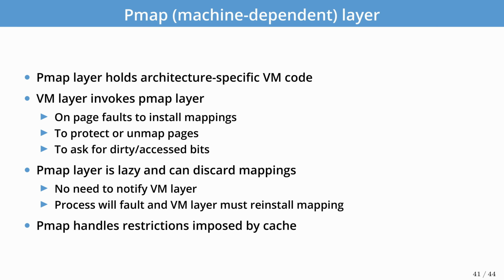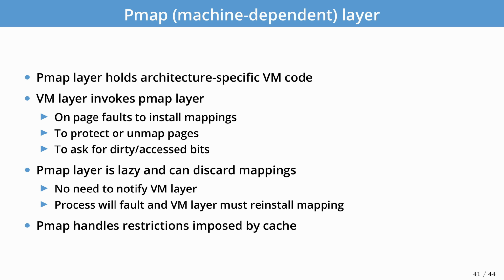The Pmap layer, as I mentioned, holds all of the architecture-specific virtual memory code. It deals with all the issues specific to that processor, to that architecture. The VM layer is going to invoke a set of calls, and if you look back at the Mach VM paper, it defines a clean API, a set of calls between the Pmap code and the regular map code.